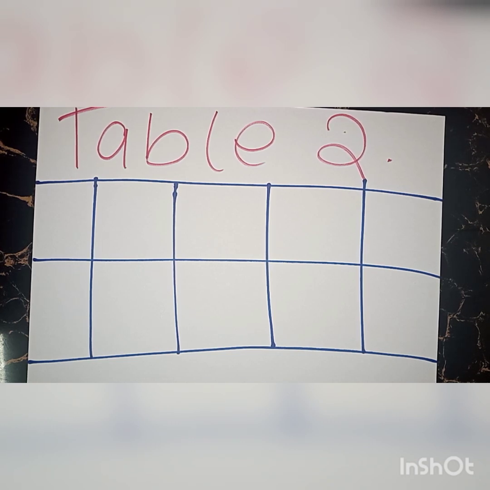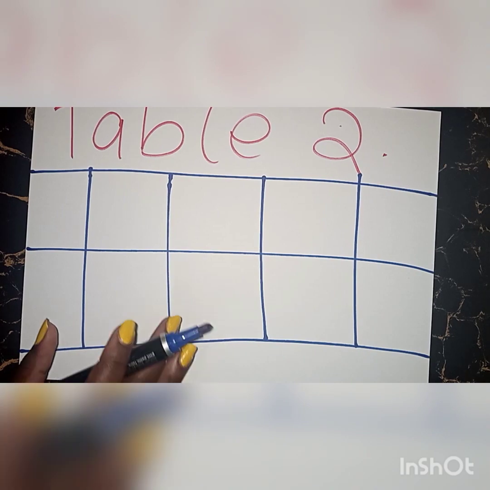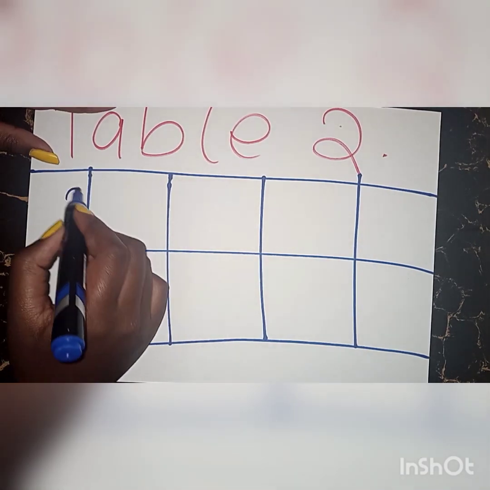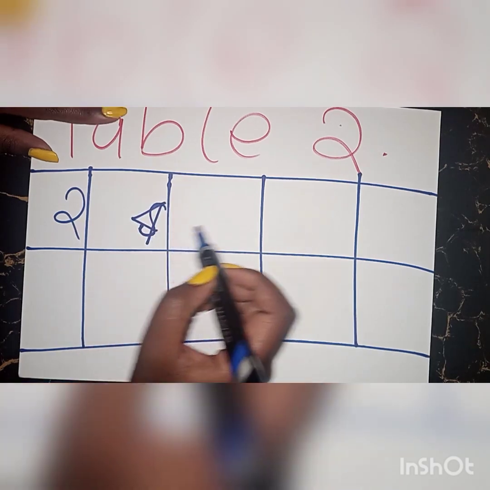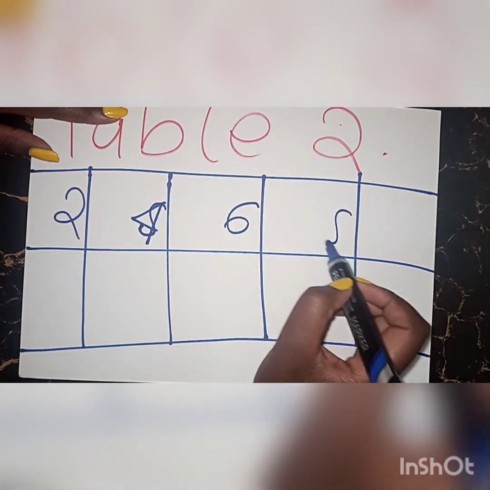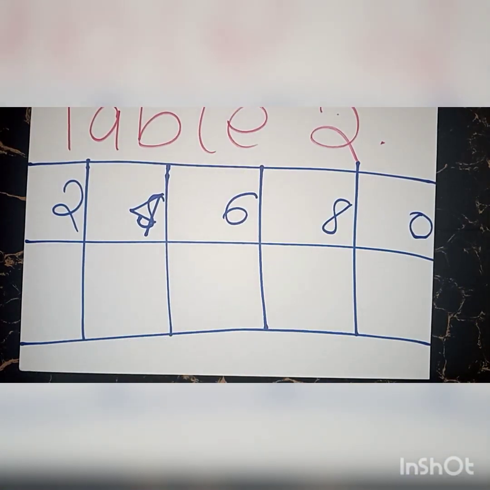So for the digits in the ones place, we write all the even numbers from 2 to 8 and then add a 0 at the end, okay? So you write all the even numbers from 2 to 8. Sorry, 2, 4, 6, 8, 0. Okay?